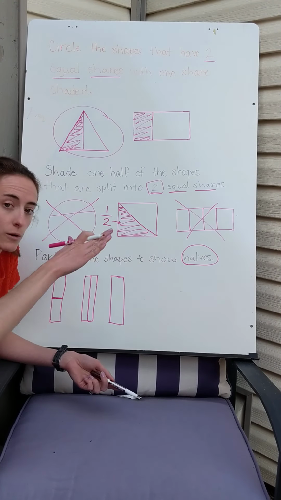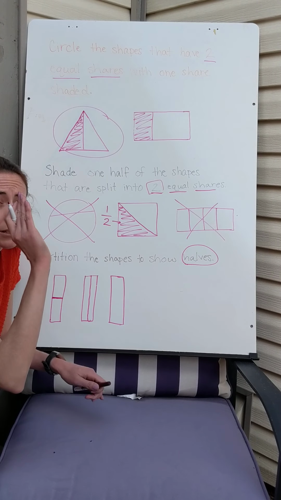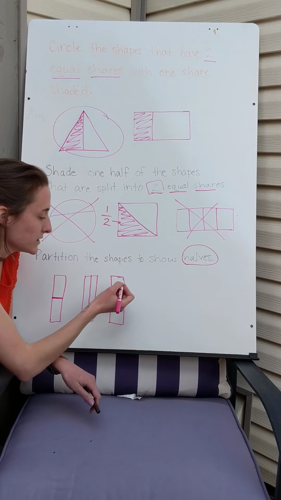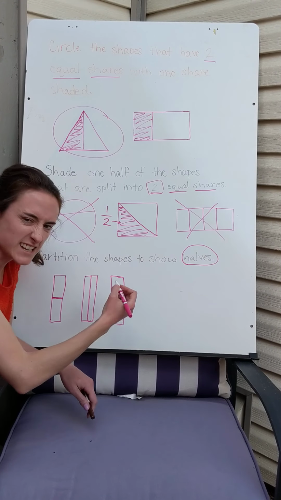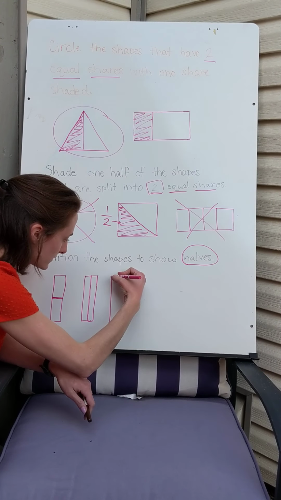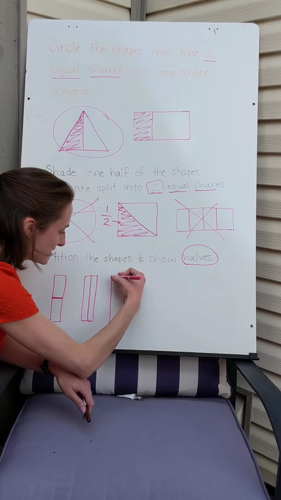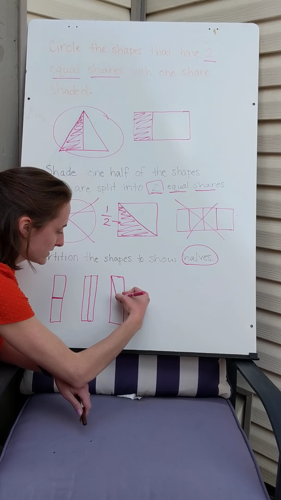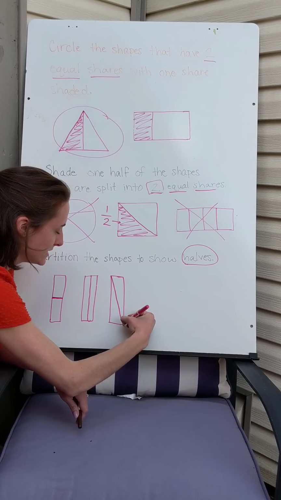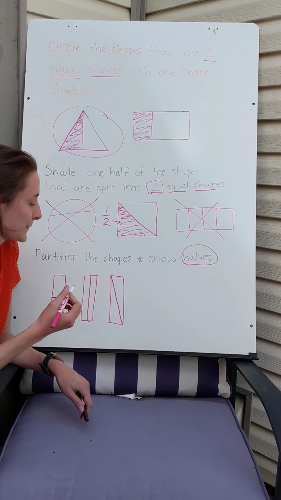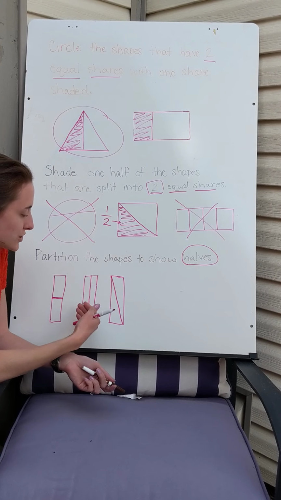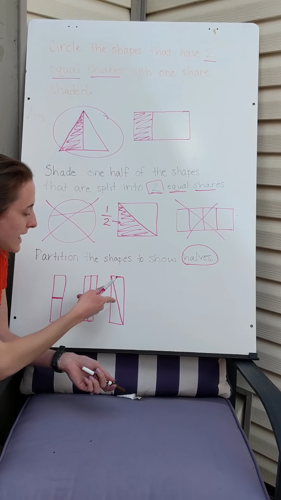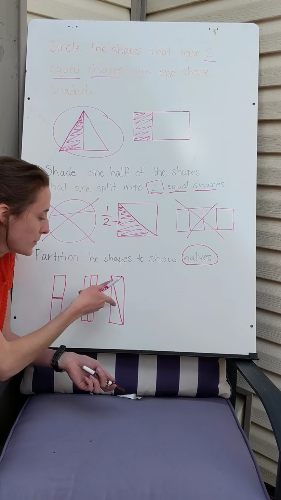Okay, so I did with a horizontal line. I partitioned with a vertical line. Now I'm going to partition with an oblique or a diagonal line. Slanted, right? This one has to go from this corner all the way down to the other corner. Okay? So now I have partitioned or broken up each shape to show halves because that's 2 equal parts.